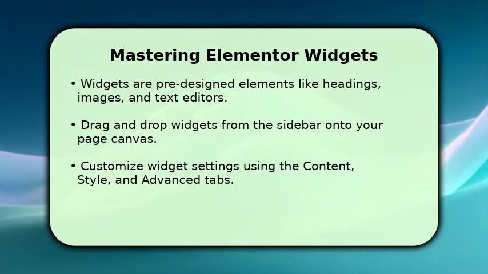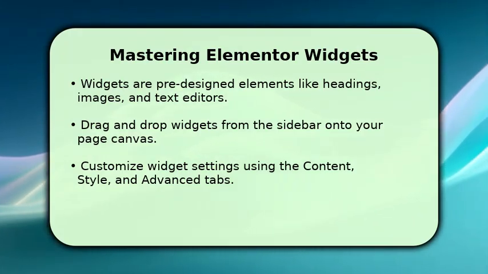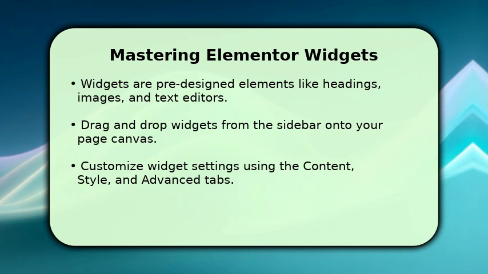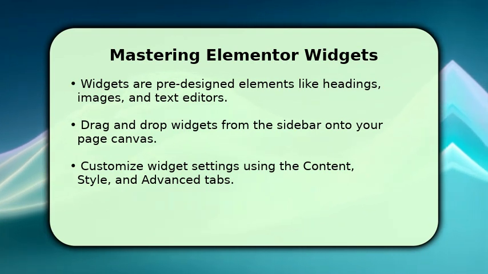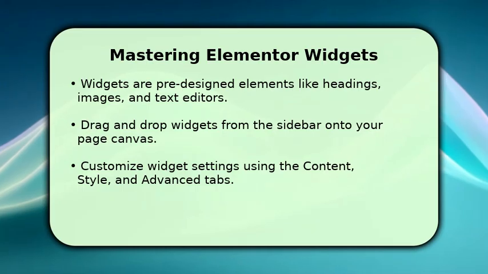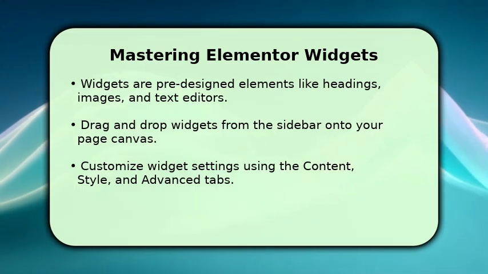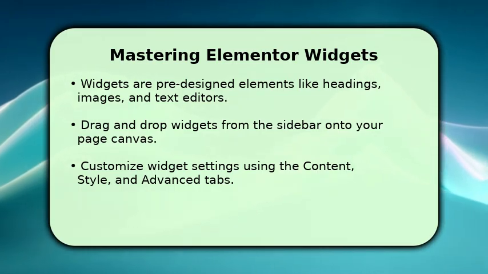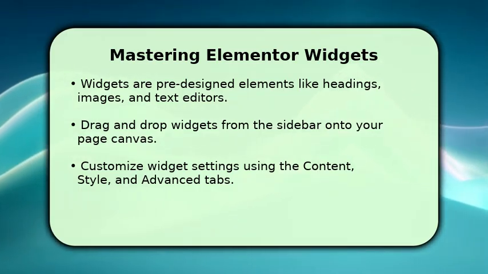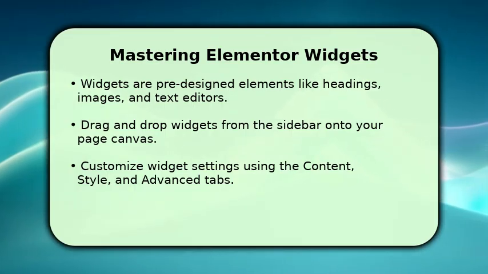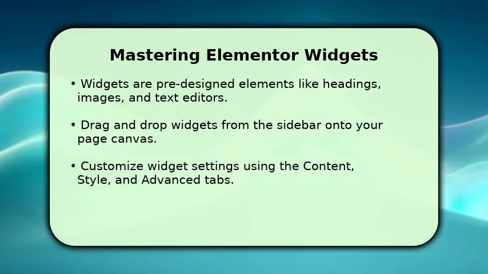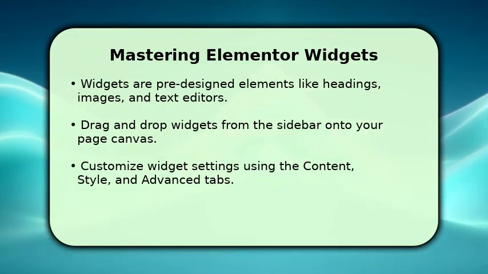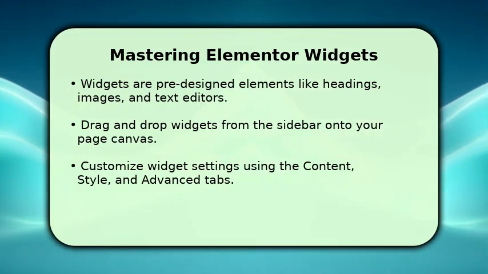Widgets are the building blocks of your Elementor pages. These are pre-designed elements such as headings, images, and text editors, offering extensive functionality. Simply drag a desired widget from the left sidebar and drop it onto your page canvas. Each widget has 3 tabs: Content, Style, and Advanced. The Content tab lets you edit text or images. Style controls appearance like colors and fonts, and Advanced offers layout and motion effects.